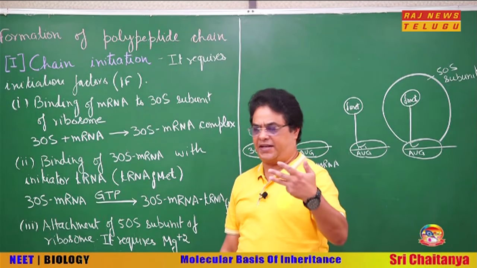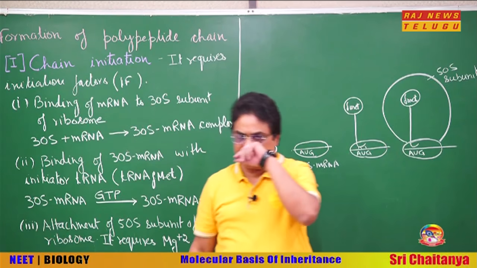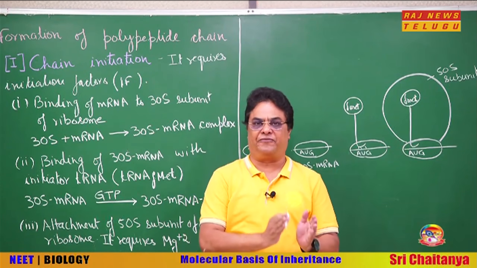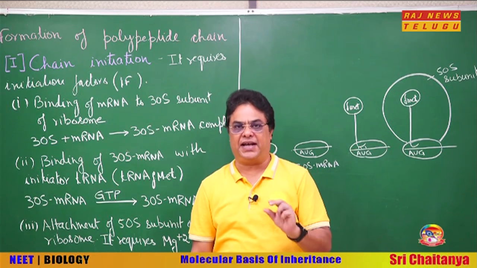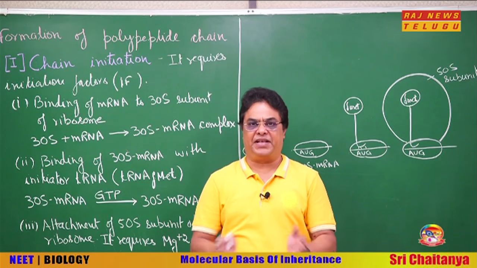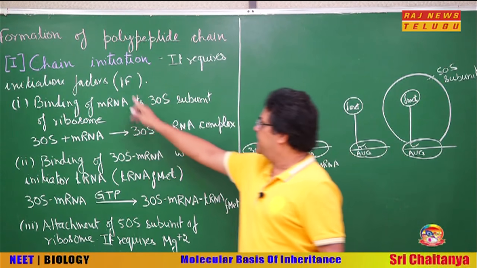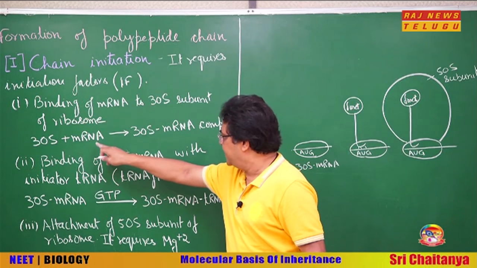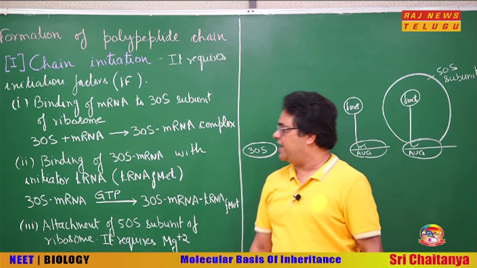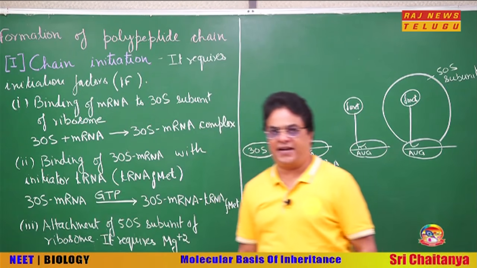This involves three steps. First, binding of mRNA to the 30S subunit of the ribosome. You know, in bacteria the ribosomes are 70S, consisting of two subunits, a smaller 30S subunit and a larger 50S subunit. When translation is not taking place, the two subunits are separated. So first of all, mRNA, with the help of initiation factor 3, binds to the 30S subunit to form the 30S mRNA complex.